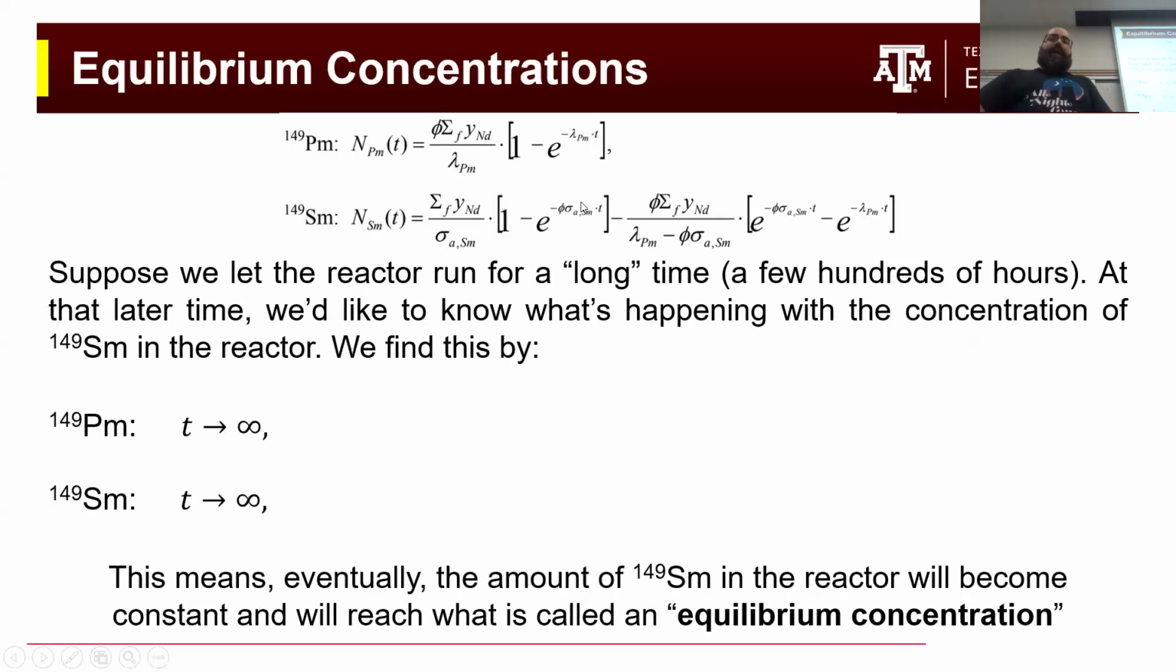So that's what I wanted to ask about here. If I've started my reactor up at time 0, and then I've run the reactor for a really long time, like 100 hours, we want to ask the question, what's happening with the concentrations of these nuclides after the reactor has been running for a really long time? If we wanted to know that, we could take these definitions and take the limit of these equations as t goes to infinity. So we're going to take limits as t goes to infinity.